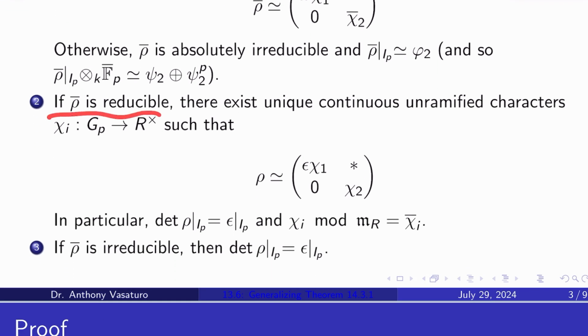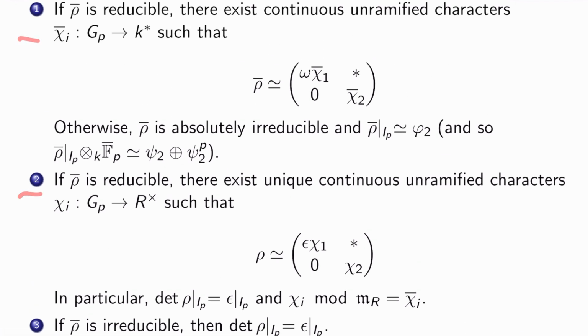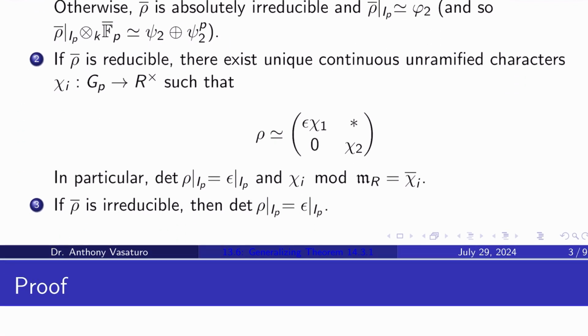2, if rho bar is reducible, there exist unique continuous unramified characters chi i from G_p to R cross, such that rho is equivalent to epsilon chi 1, star, 0, chi 2. So here epsilon is the p-adic cyclotomic character, omega is the mod p cyclotomic character. From this, you can see in particular that when you restrict rho to inertia at p, you just get epsilon restricted to inertia at p, and chi sub i mod the maximal ideal of R is chi sub i bar. Okay, so these two results here kind of tie together. And then 3, kind of the hard one, is if rho bar is irreducible, then det rho restricted to I_p is just automatically epsilon restricted to I_p.